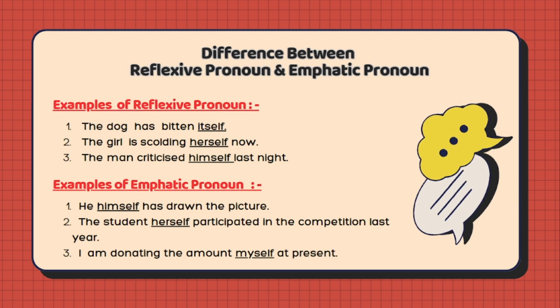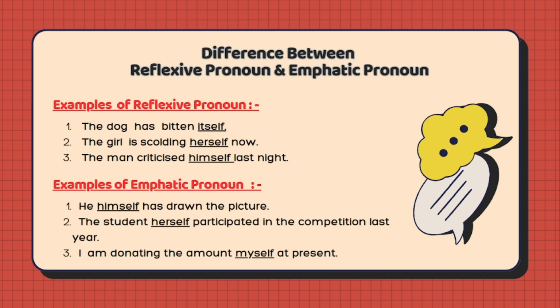First one, examples of reflexive pronoun. To call the self form a reflexive pronoun, it should fulfill two things. First one, the self form should be in the place of object. Second one, the self form should make the action of the verb fall back upon the subject itself or the doer of the action.